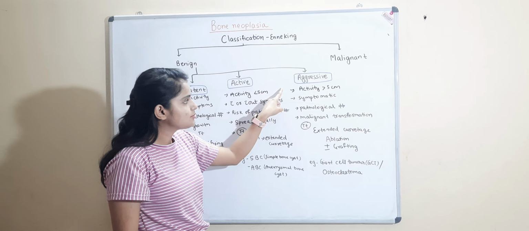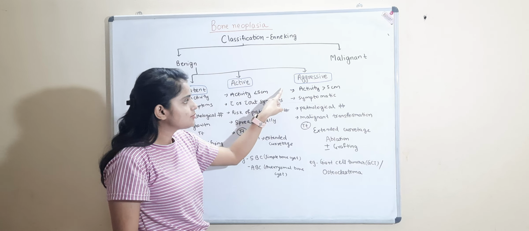On malignant classification, it is based on stage, histological grade, location and metastasis. Stage 1A, 1B, 2A, 2B and 3. And in grading, 1A and 1B fall on low grade and 2A and 2B on high grade and 3 can be low grade or high grade.